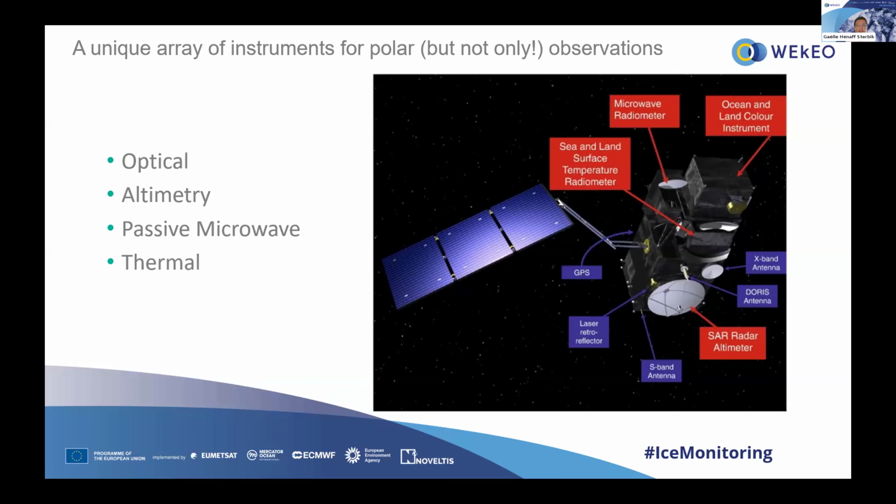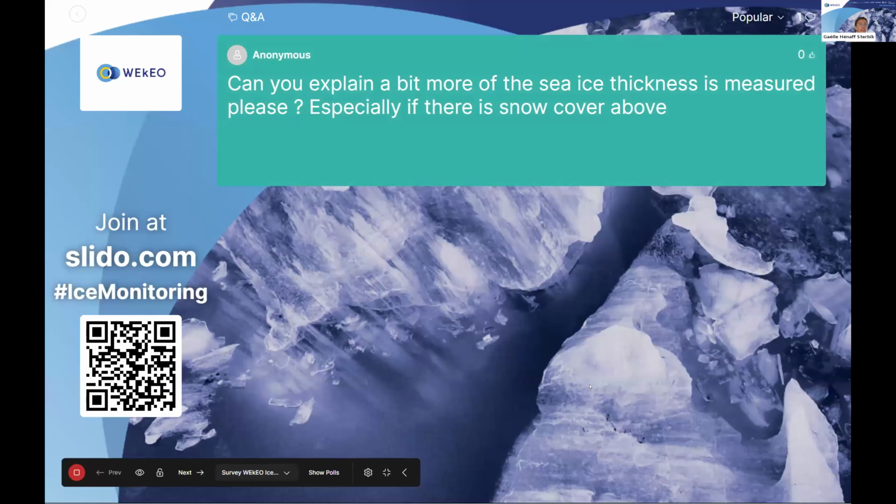And yeah, so for now, we have only one question. So I will display it. Can you explain a bit more of how the sea ice thickness is measured, please, especially if there is snow cover above? So I think you showed maybe one extra slide with the full figure.